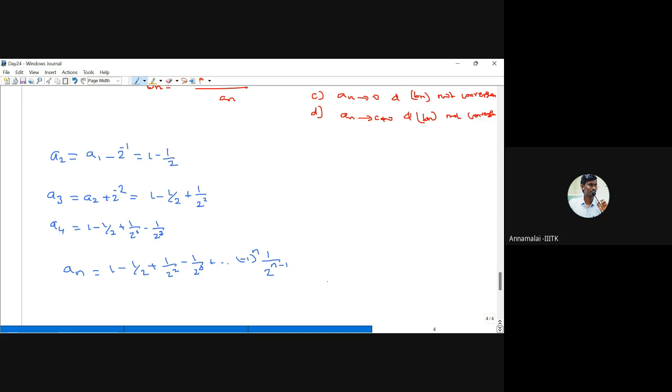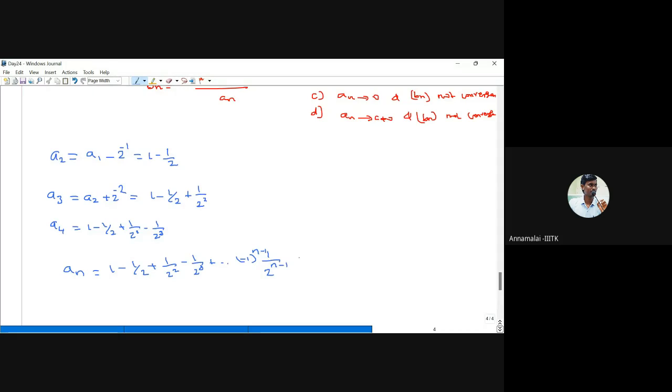Now, what is the value of this? If you sum this and simplify it, if we take minus 1, because for odd powers we get a minus and for even powers we get a plus.